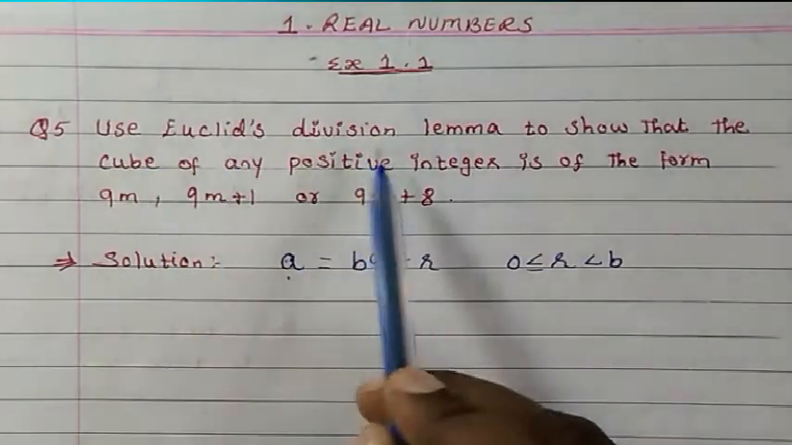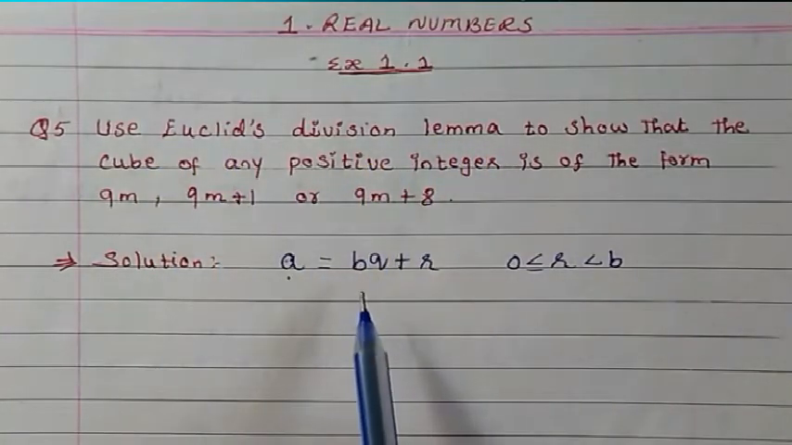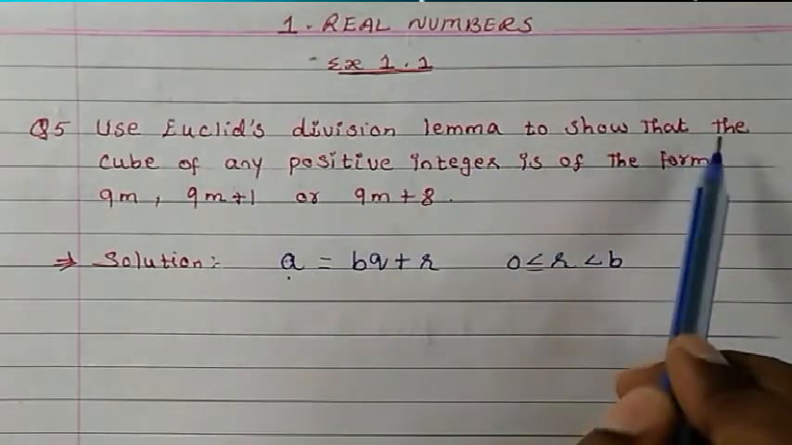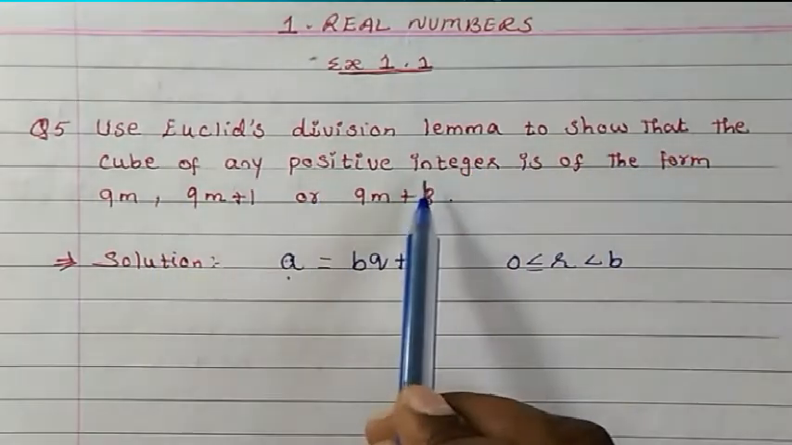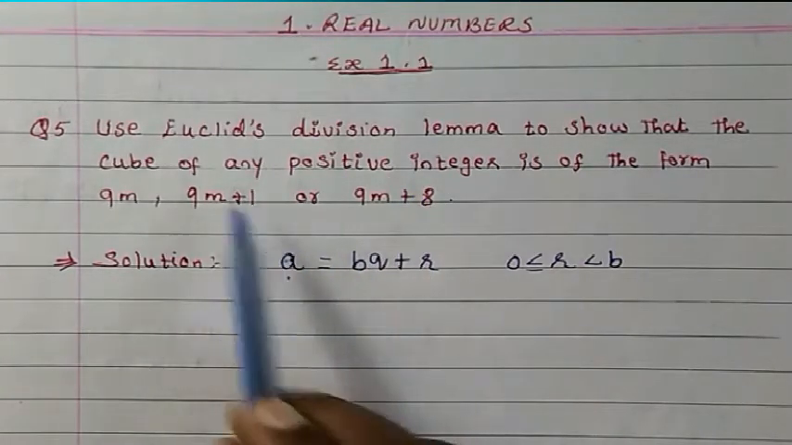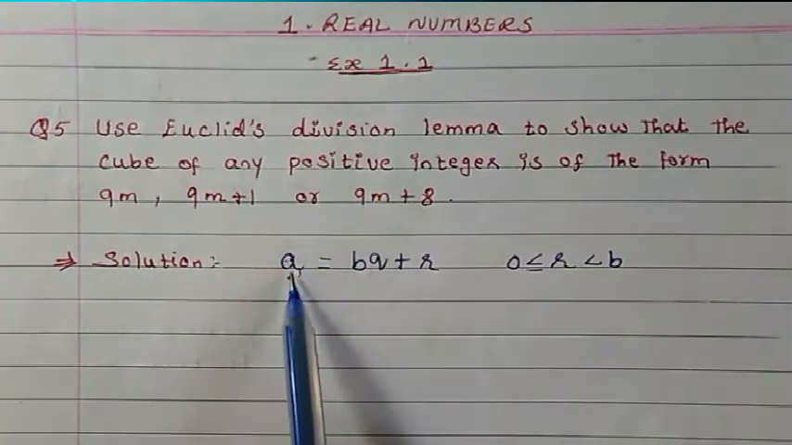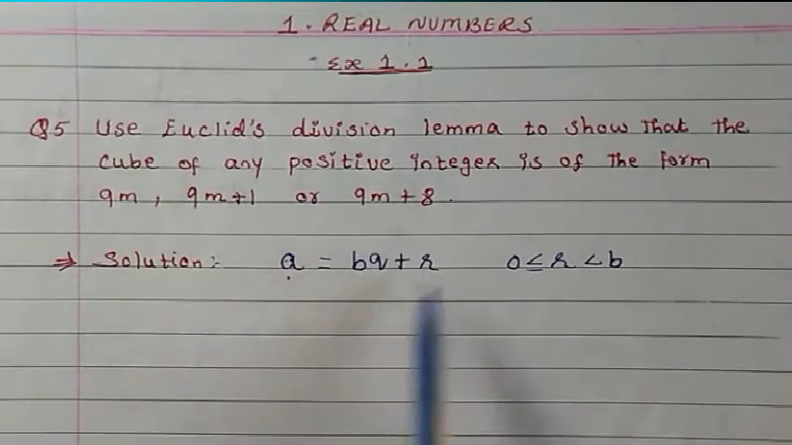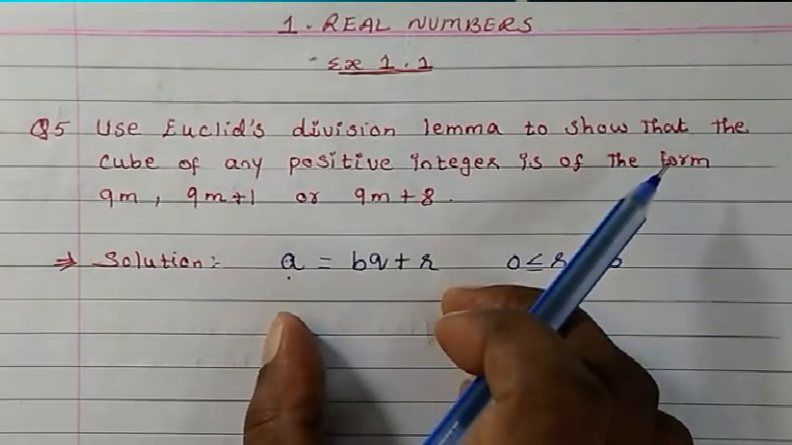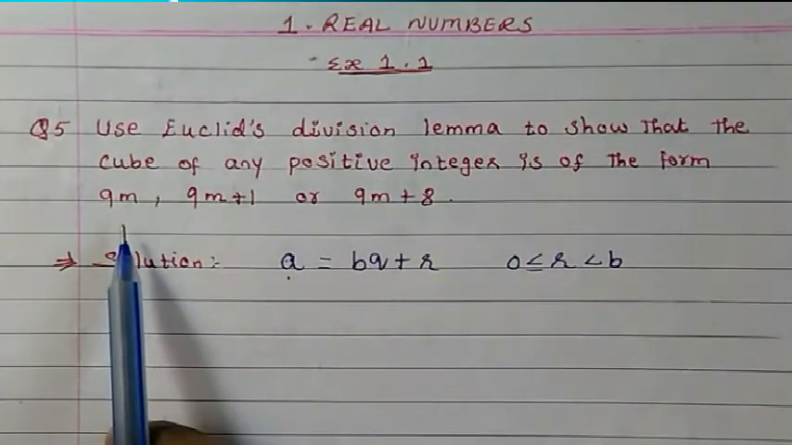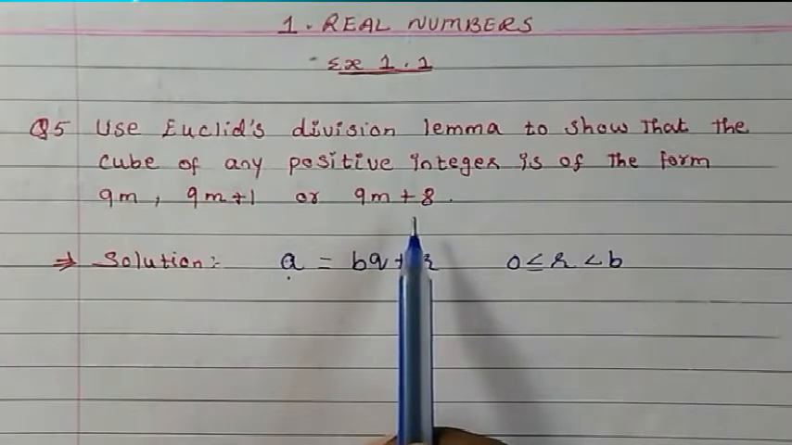Use Euclid's division lemma. So write it down, Euclid's division lemma. Now using that, we have to show that the cube of any positive integer. So let a be any positive integer. Cube of any positive integer meaning if a is a positive integer, then a cube equals whatever you are getting. The answer, we have to write in the form of either 9m or 9m plus 1 or 9m plus 8.